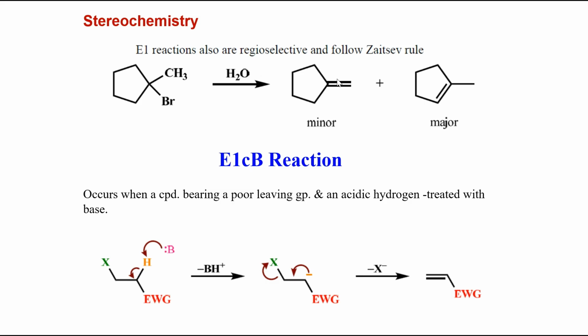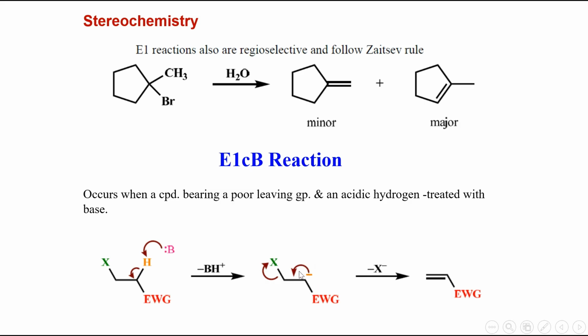And there is another mechanism which has been put forward that is called the E1CB mechanism, and the reaction as E1CB reaction. E1CB reaction occurs in alkyl halides which have a very poor leaving group and a more acidic hydrogen. When an alkyl halide having a more acidic hydrogen and a poor leaving group is treated with a base, it follows the E1CB mechanism. The base abstracts the proton and a conjugate base is formed.